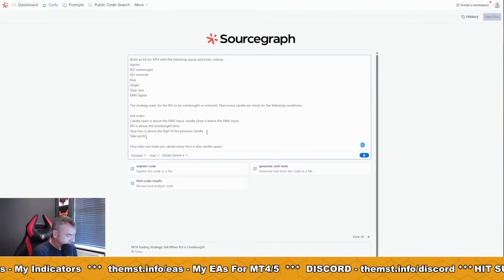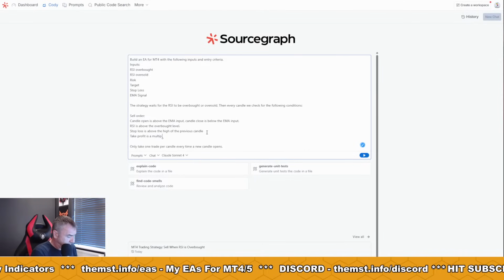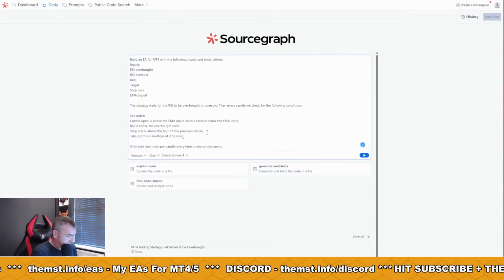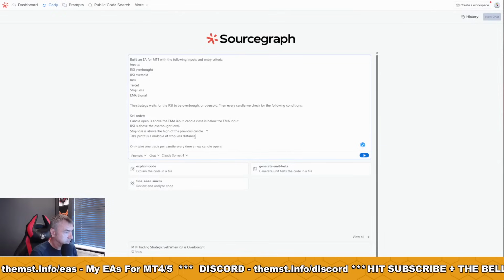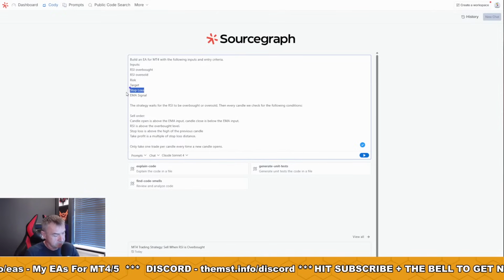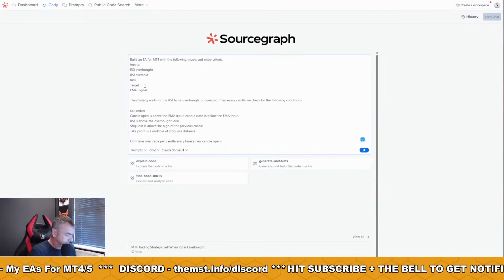Take profit is a multiple of stop loss distance. So I'm just creating this on the fly. So I'm just making it up as I go along. So I'm not going to have a stop loss as an input. I'm going to have a target.